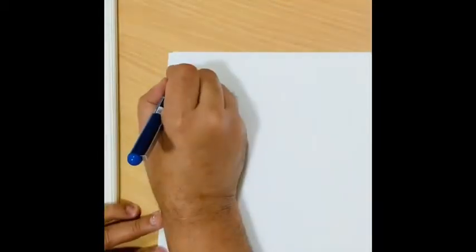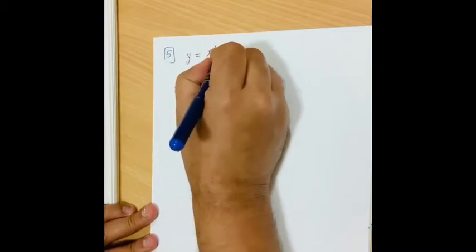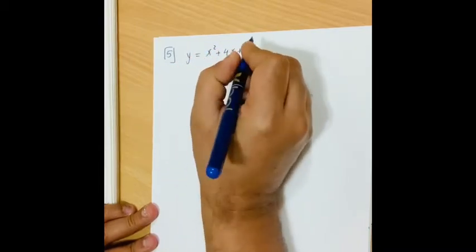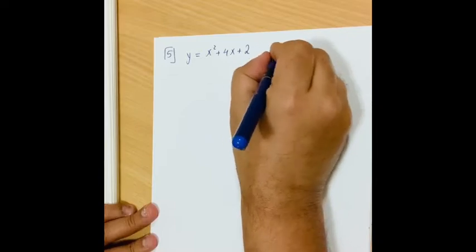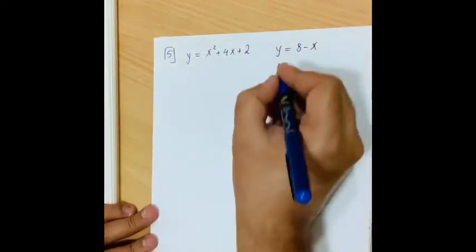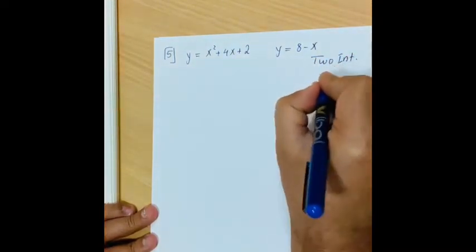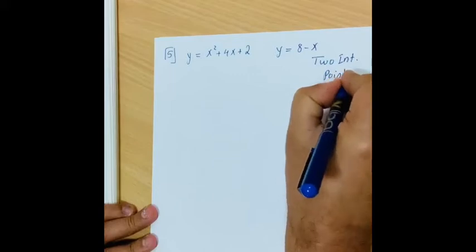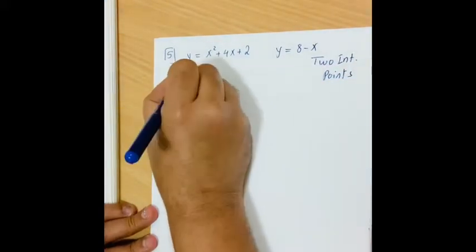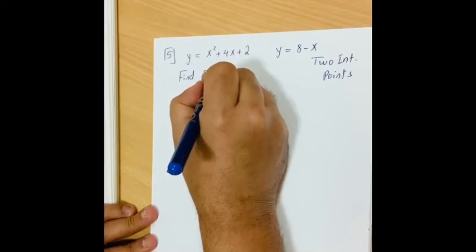Question number 5. The curve y equals x squared plus 4x plus 2 meets the line y equals 8 minus x at 2 points. So we have 2 intersection points. Find the distance between the 2 points.